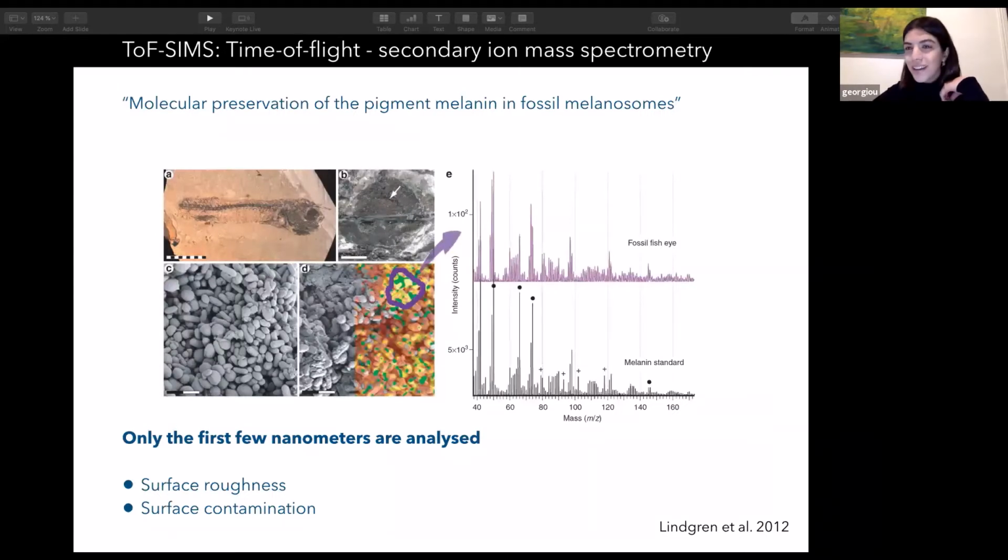Okay, so one technique that has been used in the last 10 years is time-of-flight secondary ion mass spectrometry, or TOF-SIMS. Lindgren has used this technique to look at molecular preservation of the pigment melanin in fossil melanosomes. And the problem with this technique is that only the very first few nanometers are analyzed. If we want to do large imaging, it's difficult because of the surface roughness.